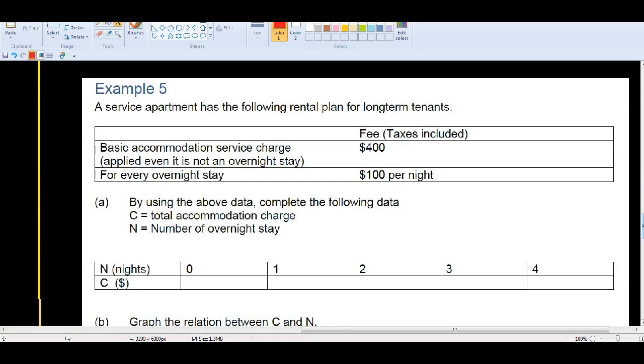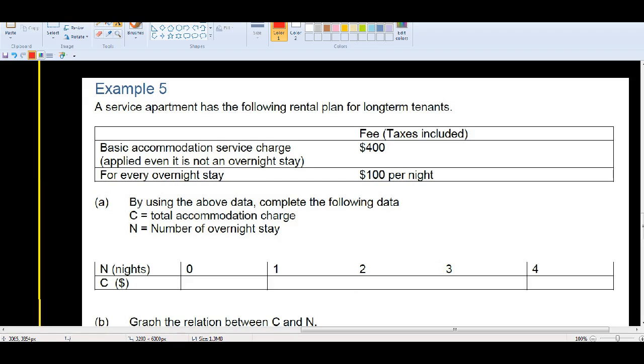Okay, right, so we have another example. This one will be very similar to the last one. Basically the same idea is about the surface apartment. For a surface apartment, they will have certain rental plans for long-term tenants. So if you live in a surface apartment for a very long time, for example, if you stay for 1 week, then the charge will be like in a package.